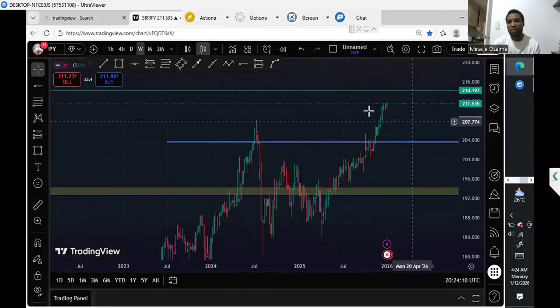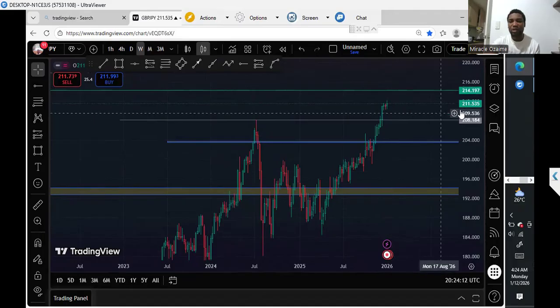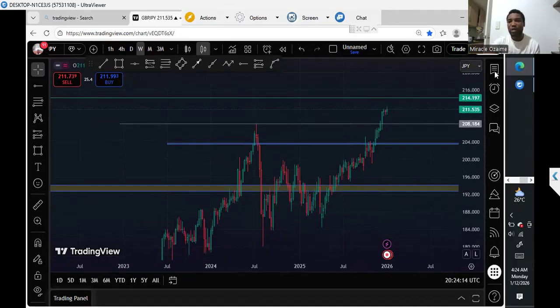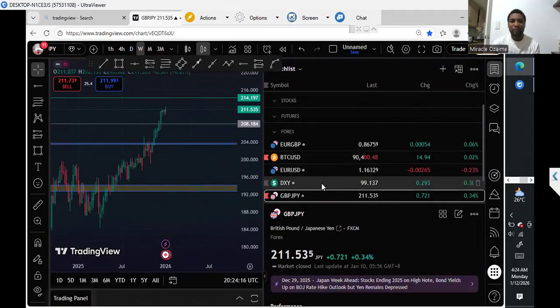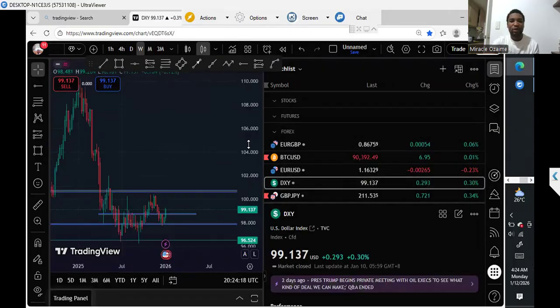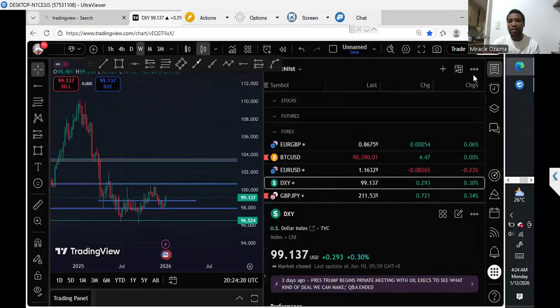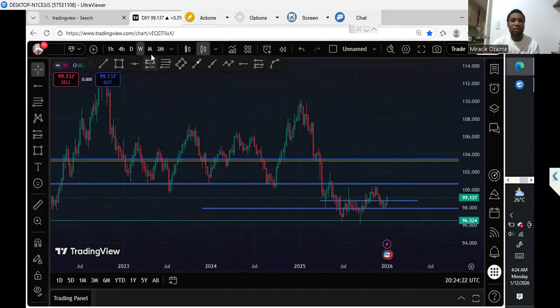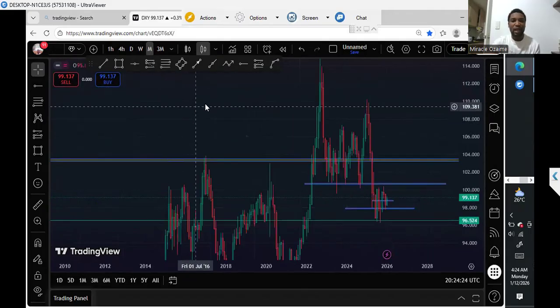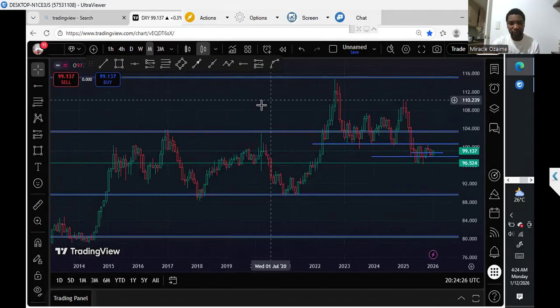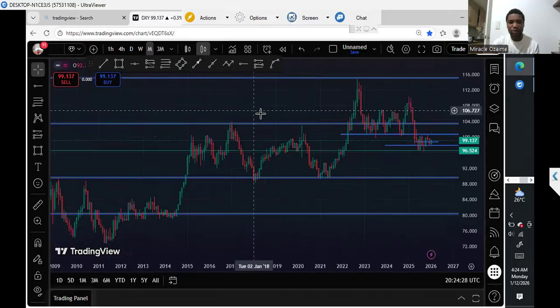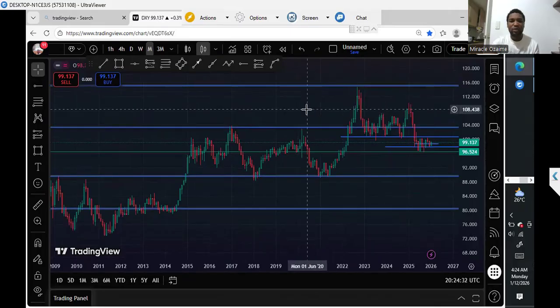So I'll just allow it to do its stuff. But if I see a correction to the downside for a continuation to the upside, then I'm going to place in a trade for a buy. Then the next pair that I'm going to be looking at is what DXY is doing. Remember I normally compare the DXY and Euro USD. DXY is just inverted Euro USD.